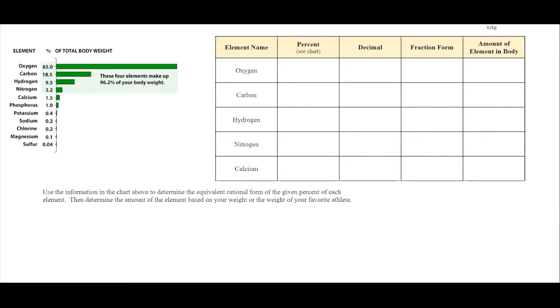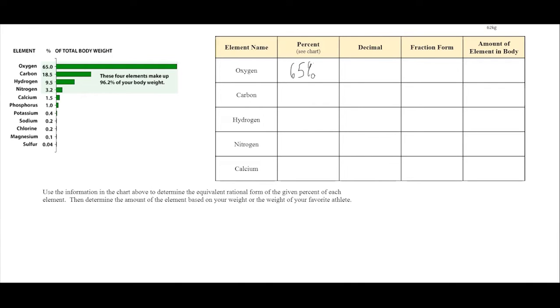In this video, we'll be performing an exercise to convert between percents, decimals, and fractional forms of a number. On the left, we have a chart showing the elemental percent of total body weight given a list of elements. First, we have oxygen. The percent of oxygen in the body is given as 65%.